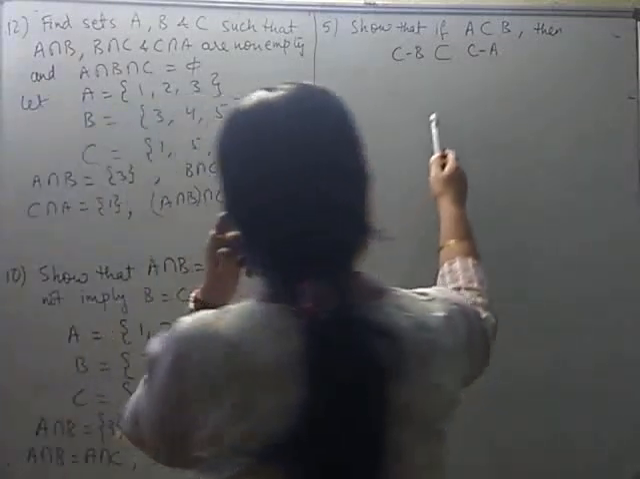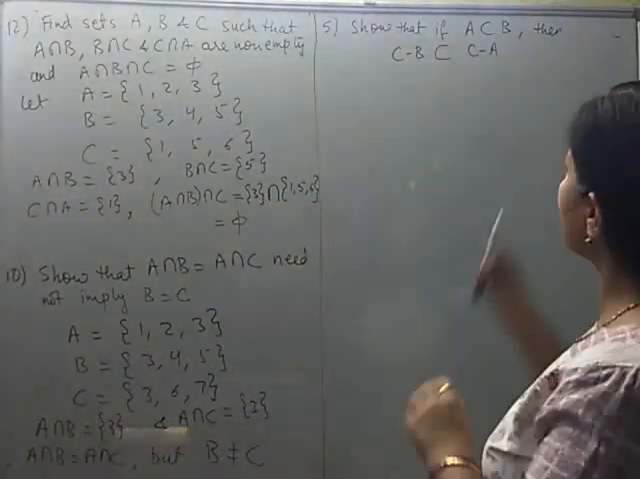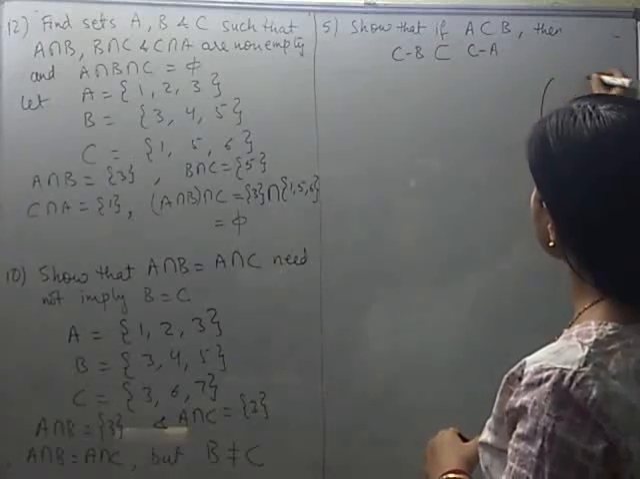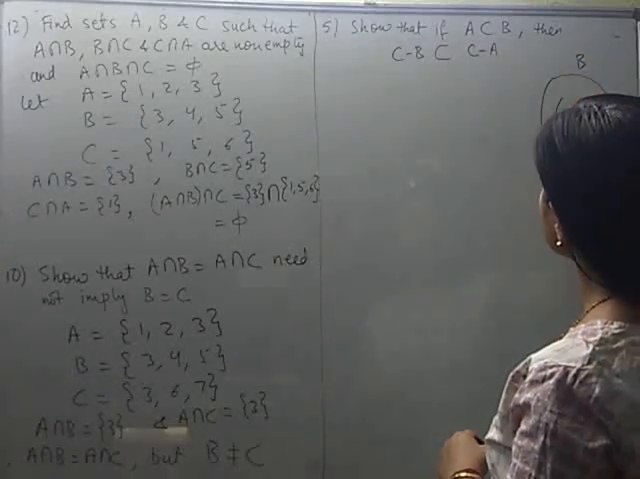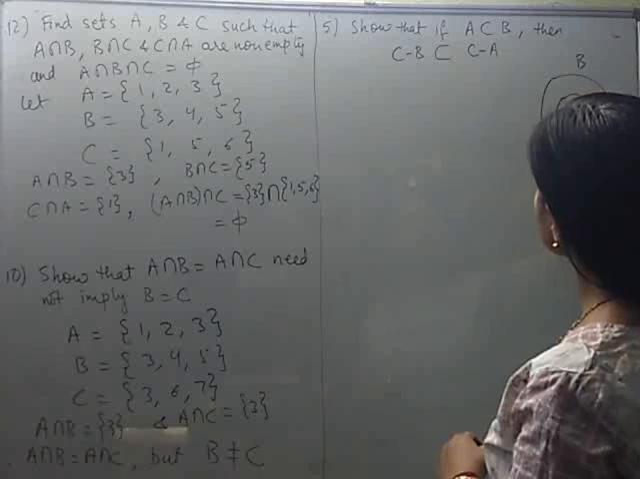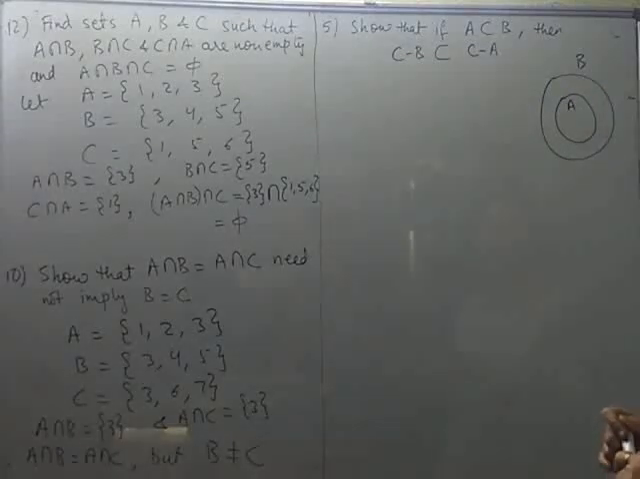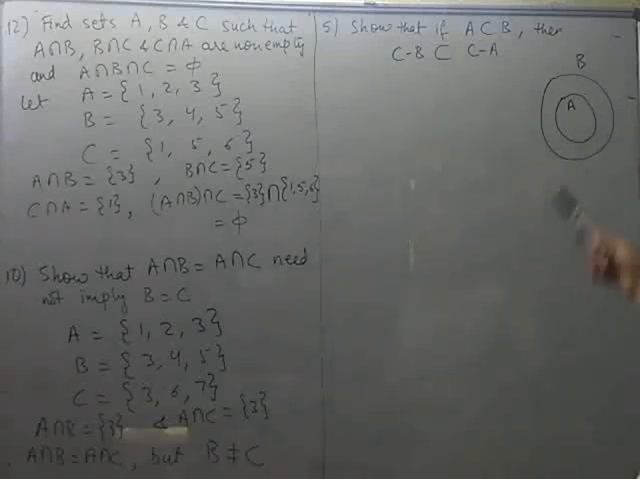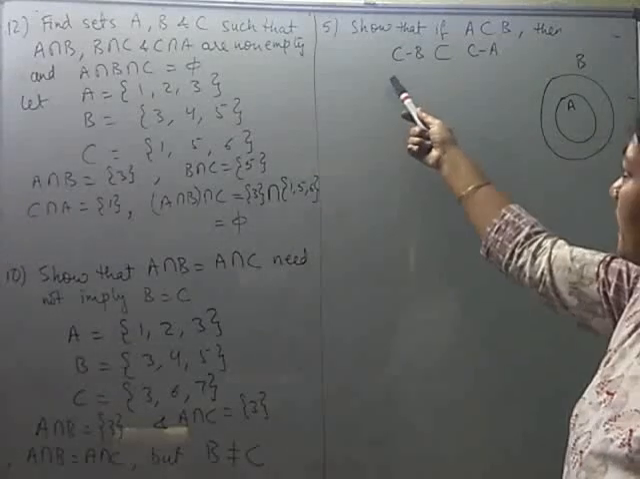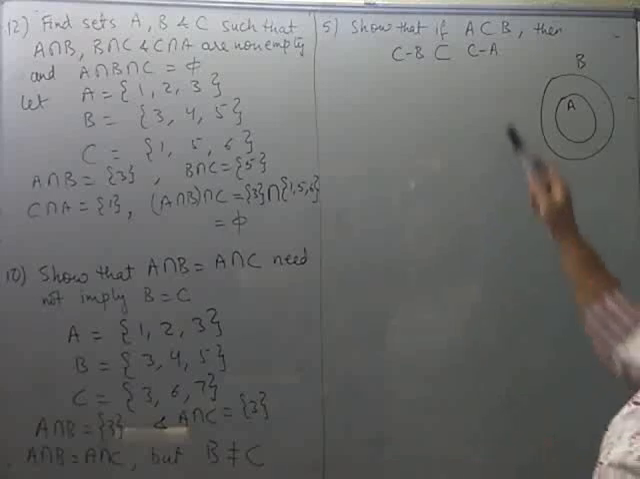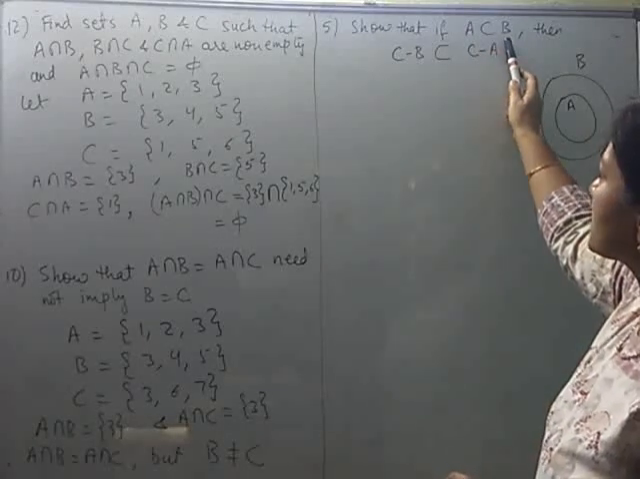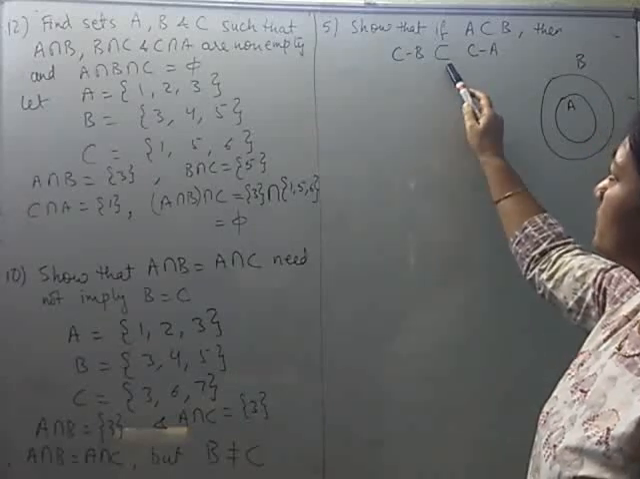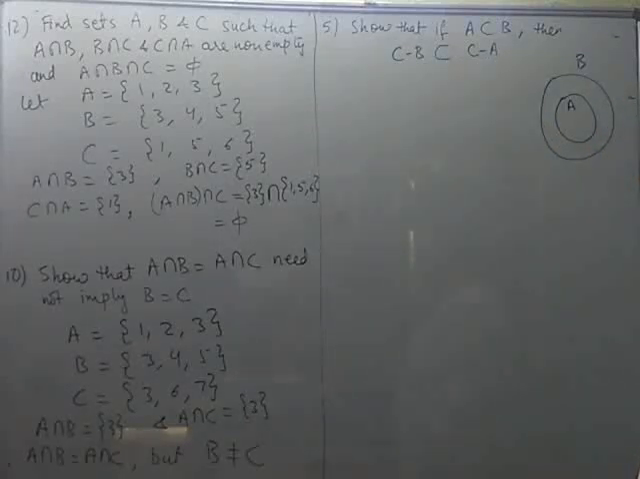Then see another one, fifth. It says show that A is a subset. This is a proper subset of B. So if I draw a diagram and this is set B, then A will be a proper subset of B. So you can see it is completely contained in set B. So keep this diagram in mind and then try to attend to this. So we have to show that if A is a subset of B, then this set C minus B will be a proper subset of C minus A.